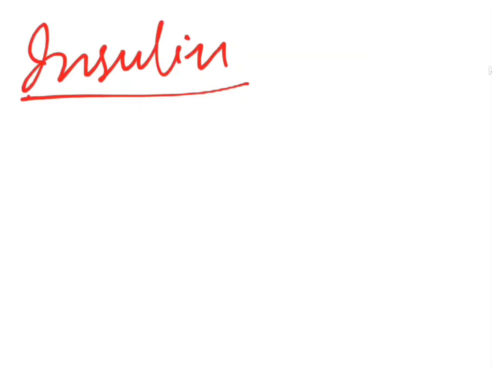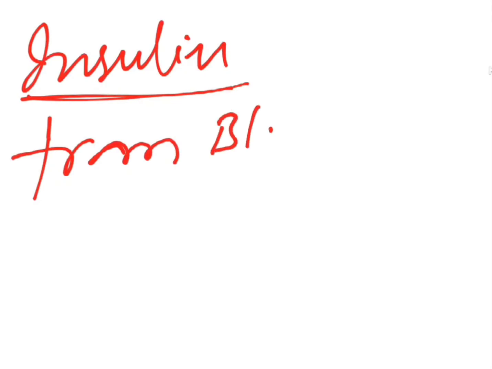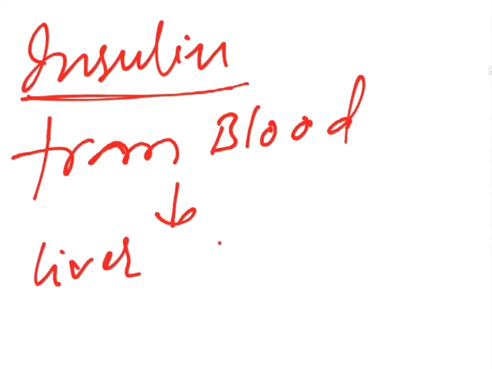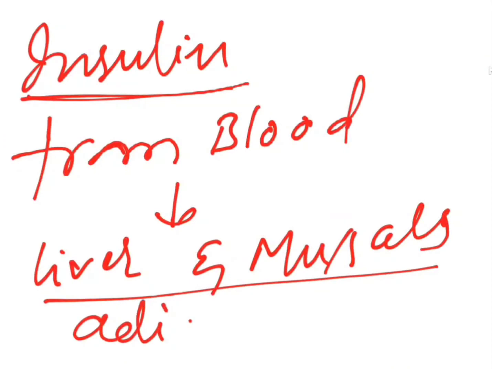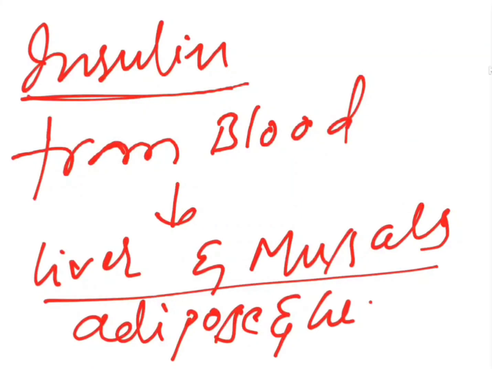Now we'll get to know the other functions of insulin. So here, as we already discussed, insulin will help in absorption of glucose from the blood to the liver and muscles, that is, particularly adipose tissue and hepatocytes.